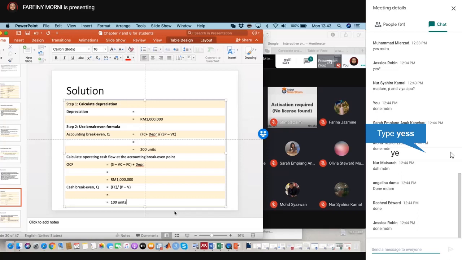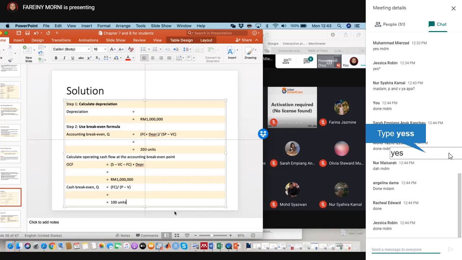So depreciation was 1 million. Your fixed cost just now given in the question is 1 million, plus depreciation, so you get 2 million divided by 10,000. So accounting break even, you should get 200 units.